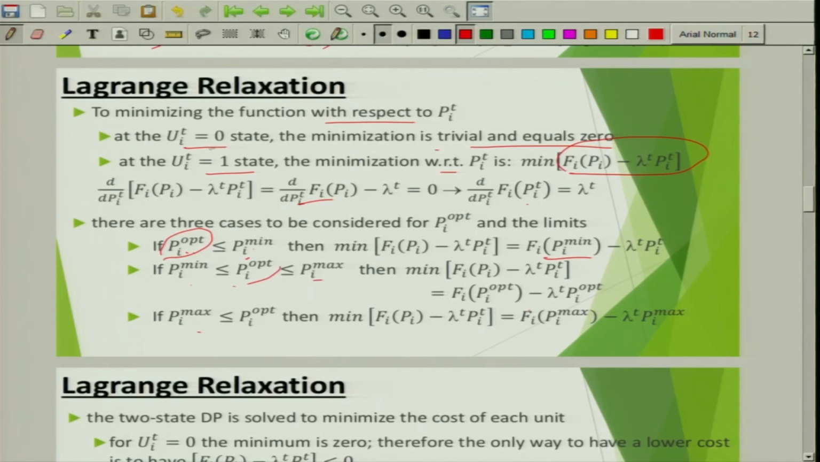So once you optimize the turning on or turning off state of a generator through dual optimization, then through economic dispatch you obtain the generation, and that generation should be within the limits. Got it?